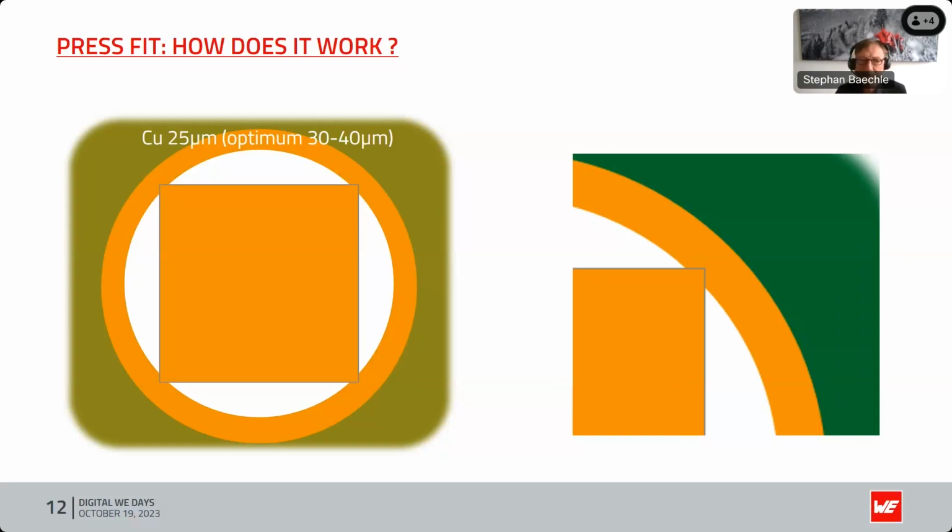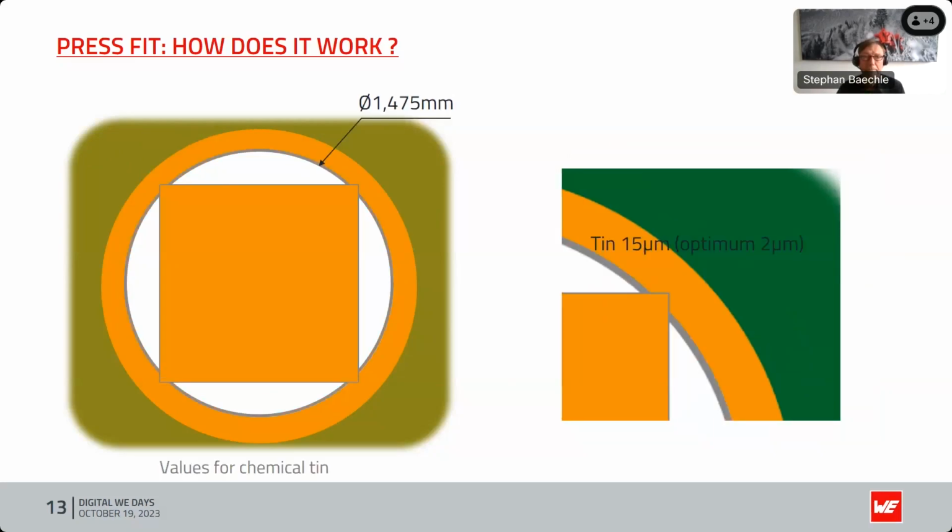But we need another thing. We have to avoid oxidation, and therefore we need a little thin layer. The tin layer does not have to be very thick. It is possible to do a tin layer up to 15 micrometers, but it doesn't make much sense. The optimum is only 2 micrometers. We need it only to avoid oxidation before the press fit process starts.